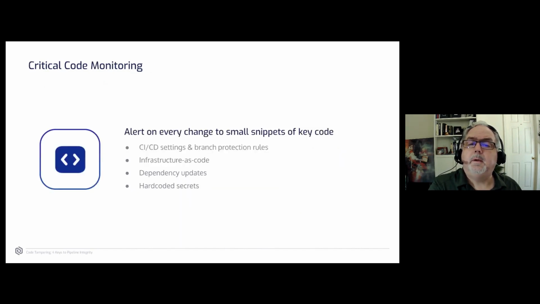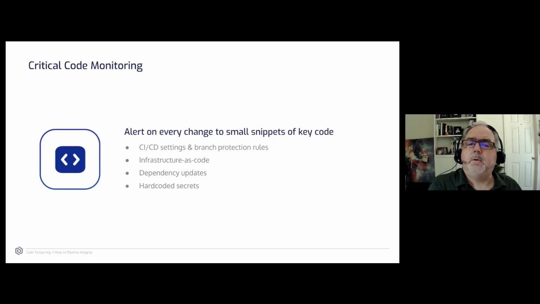Critical code monitoring, the first pillar, establishes an extra level of scrutiny for changes to important snippets of code. For example, CI/CD settings, branch protection rules. These affect how software is built and tested, and often affect how automated security controls are implemented. Any changes to these should go through a rigorous review process.